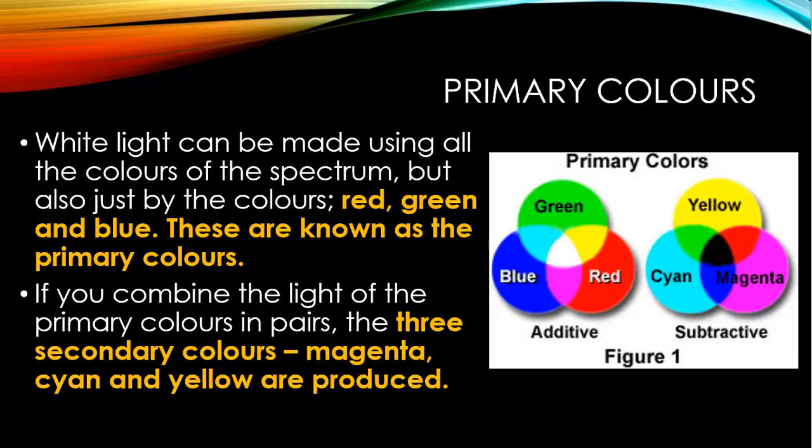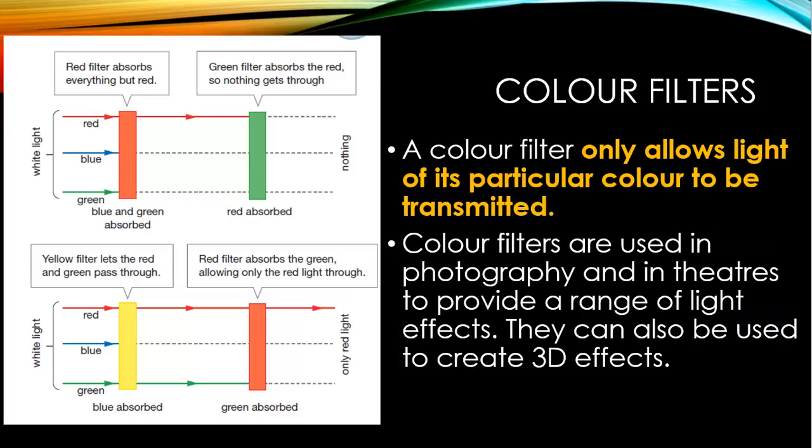Okay, primary colors. White light can be made using all colors of the spectrum, but also just by the colors red, green, and blue. These are known as primary colors. If you combine the light of primary colors in pairs, the three secondary colors produced are magenta, cyan, and yellow. So additive colors are blue, red, and green, and subtractive colors are yellow, cyan, and magenta. Okay, so the primary and the secondary colors there. You can see that on the right-hand side there in Figure 1.